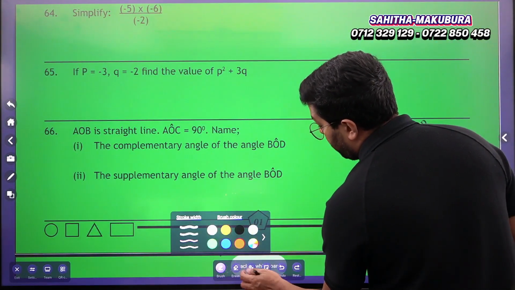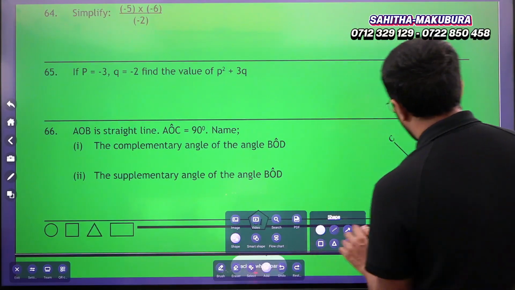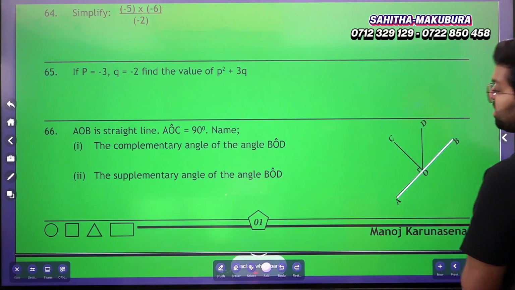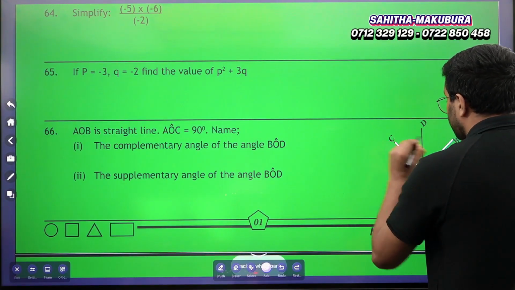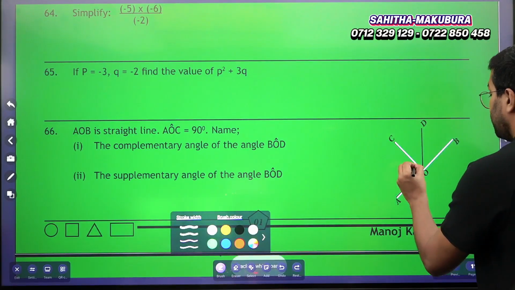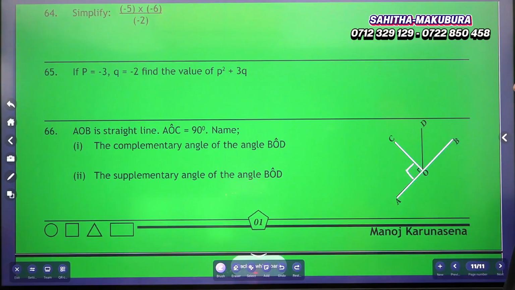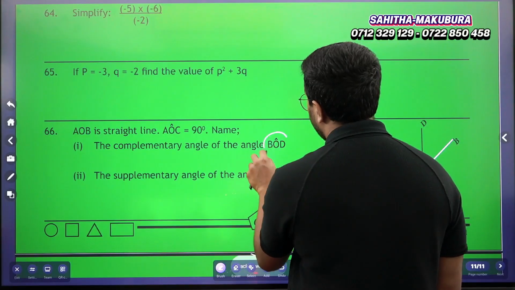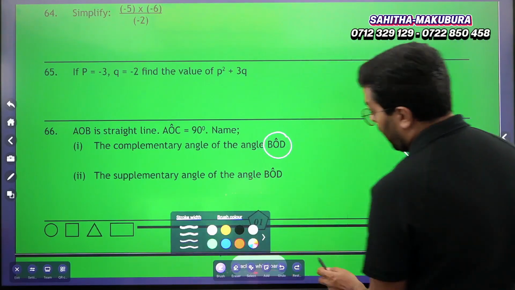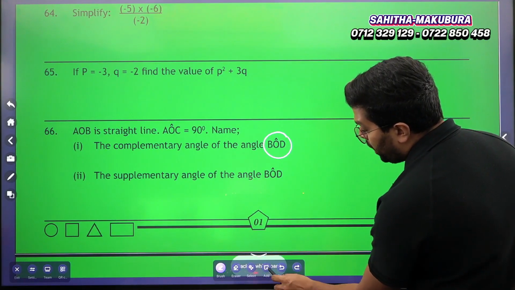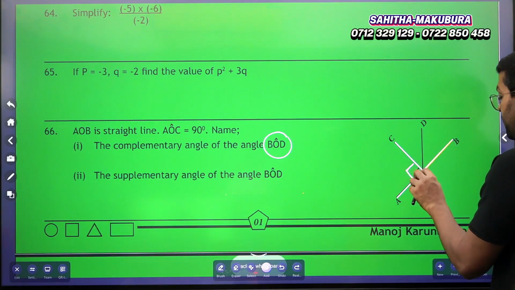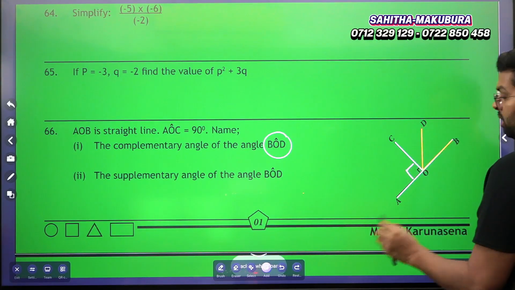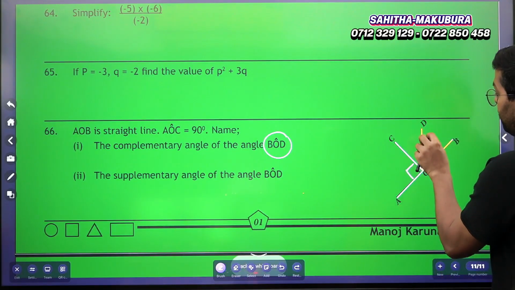AOB is a straight line segment. AOC is 90 degrees. This angle AOC equals 90 degrees. Name the complementary angle of angle BOD. So what is angle BOD? Here you go. This is angle BOD.